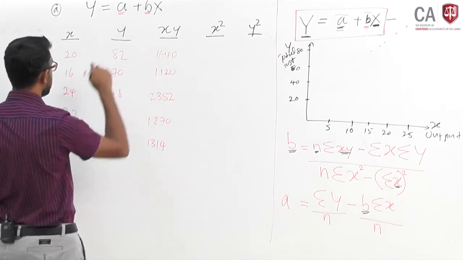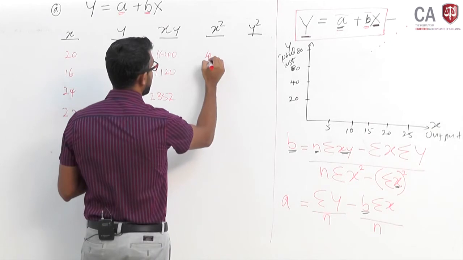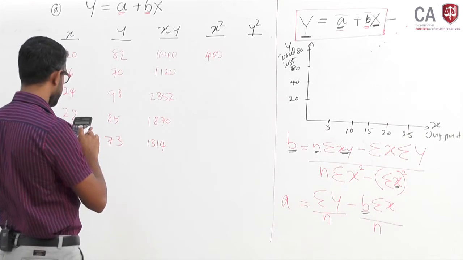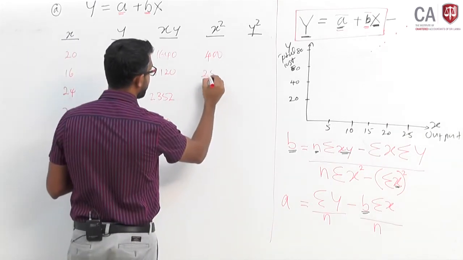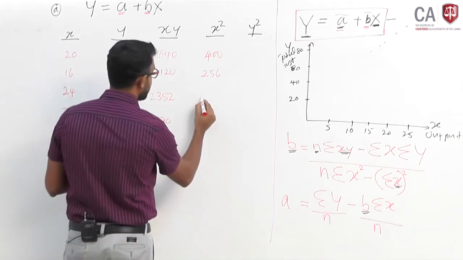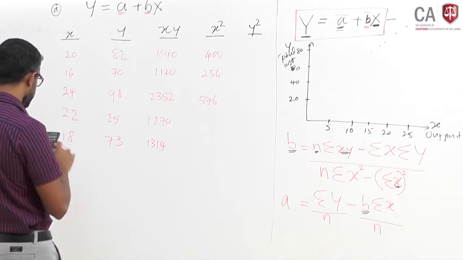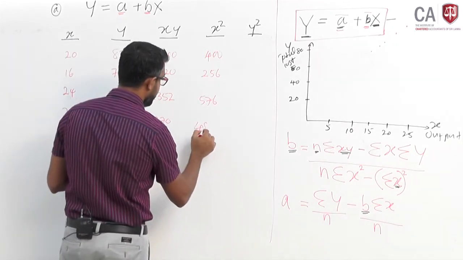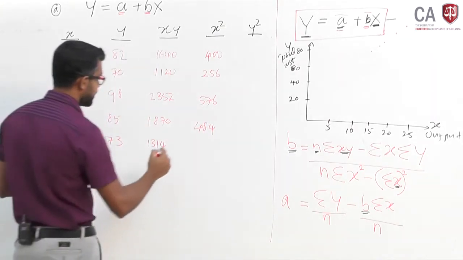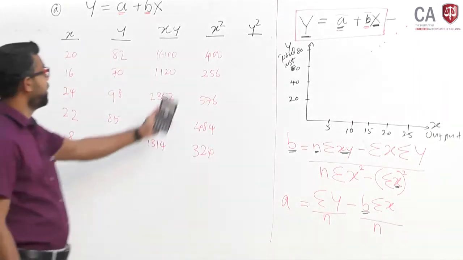The square of x. The square of 20 is 400. 16 is 256. 24 is 576. 22 is 484. 18 is 324. This is the power of x.